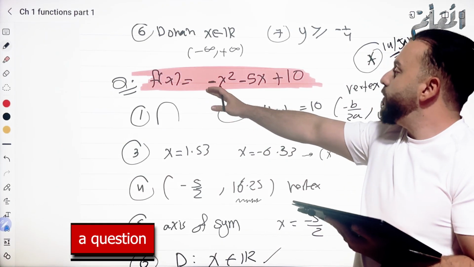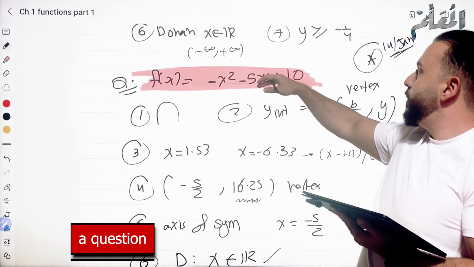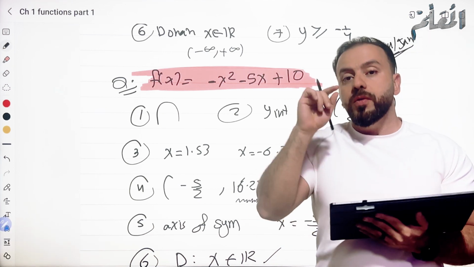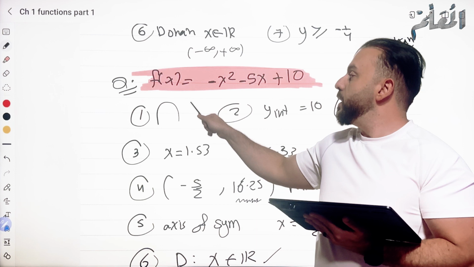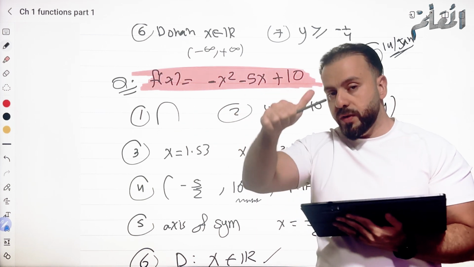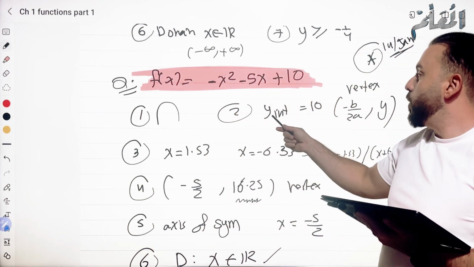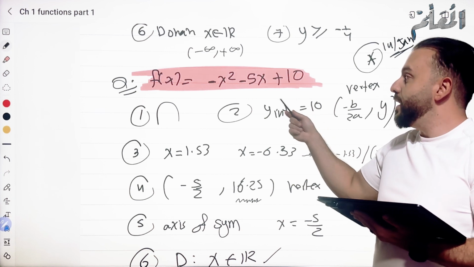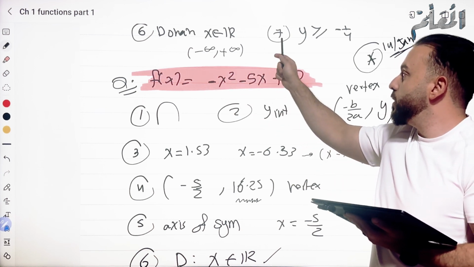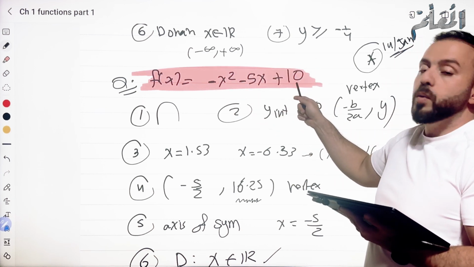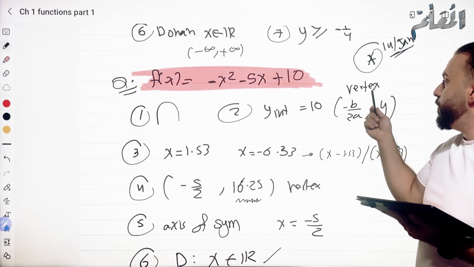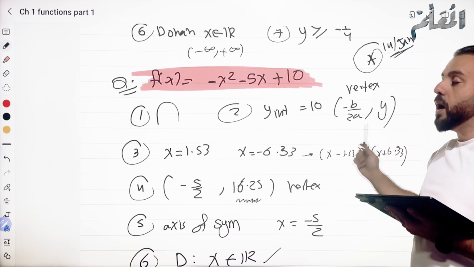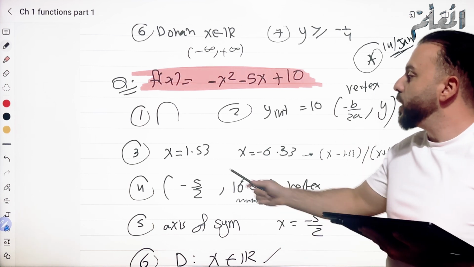Question 2. f(x) equals -x² minus 5x plus 10. The first thing that comes to my mind is that the concavity of the parabola is downward. The second thing, the y-intercept is equal to what? 10, because when x equals 0, the remaining term is 10. So the y-intercept is equal to 10. And as I said, the vertex is -b/2a comma y. So you need to get that part.